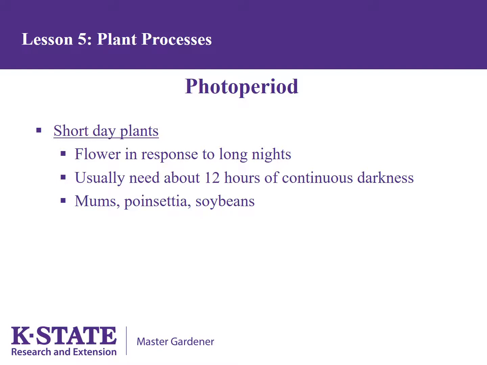We can split plants into groups of short-day plants, long-day plants, and day-neutral plants. Short-day plants flower in response to long nights. Many of our short-day plants need about 12 hours of continuous darkness in order to flower. Examples include mums, poinsettia, and soybeans. Though both mums and poinsettias need 12 hours of dark to flower, soybeans need less. Poinsettias are especially sensitive to light. As little as 2 foot candles of light can delay flowering. Everyday mist will require 2 days of dark treatment to make up for it.